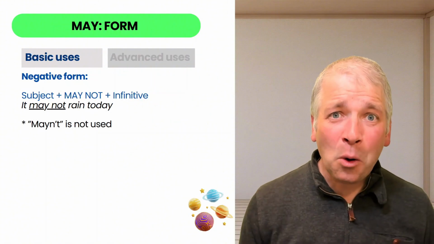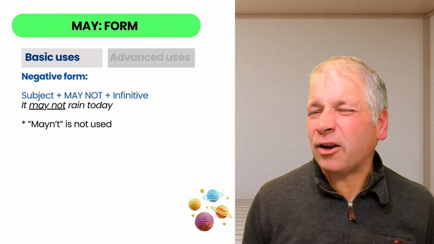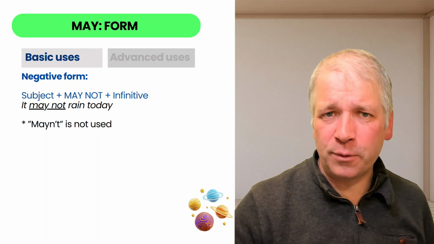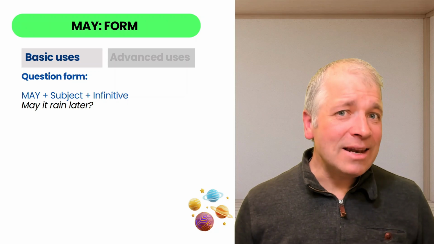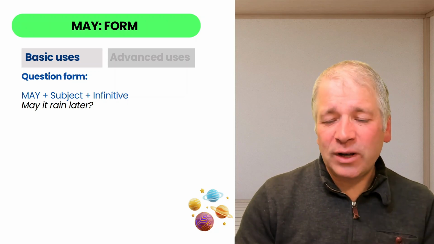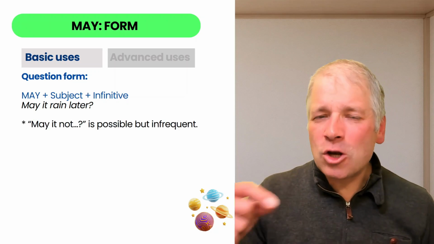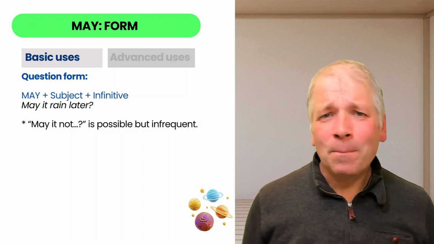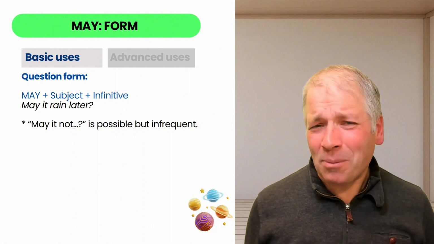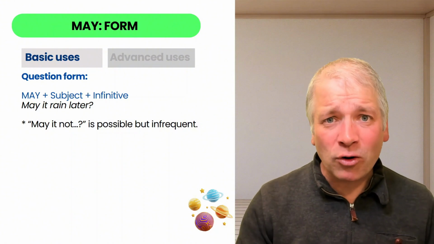In the negative form, may not. There's no such thing as mayn't. There's no contractions with may. And in the question form, may it rain later, may subject infinitive. Now, may it not is possible, so may it not rain later, but it's not frequently used. It's probably more likely to be used in a rhetorical question.